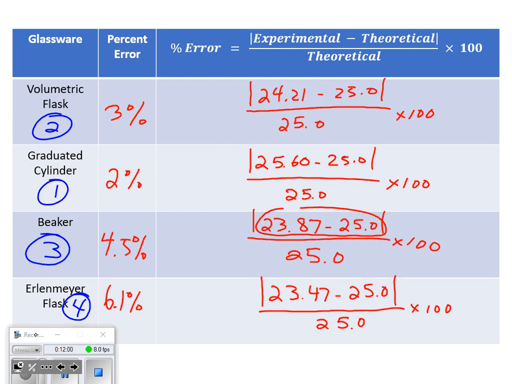So what does that tell you? Well, if I have to get a volume of a liquid, what am I going to use to measure it? Am I going to use a beaker? No, that's not very accurate. I'm not going to use an Erlenmeyer. I'm going to use one of the top two, a volumetric or a graduated cylinder. Any questions for me on that? Awesome.